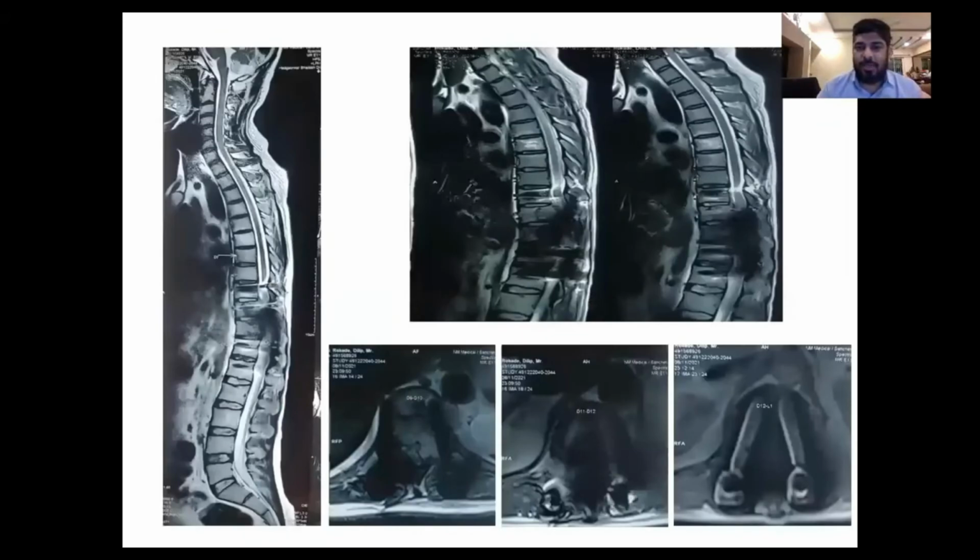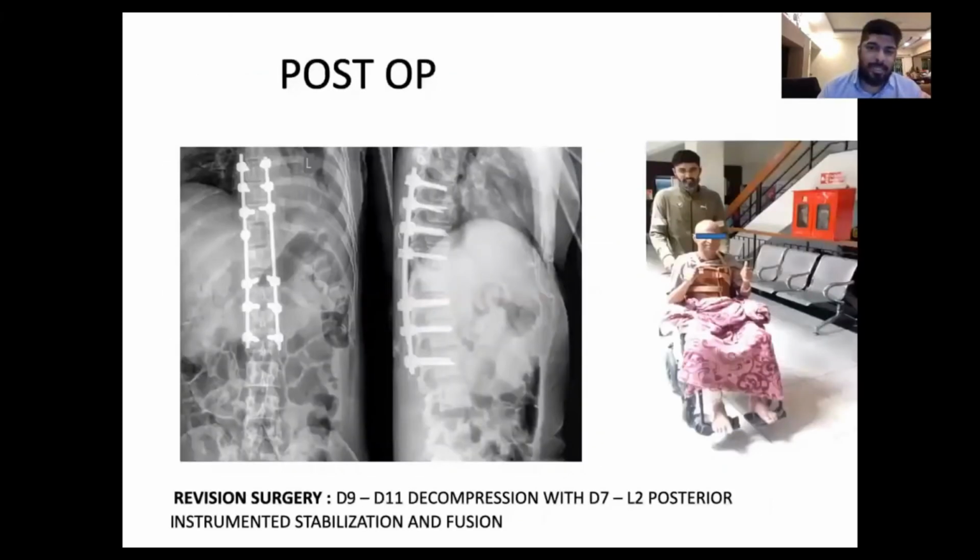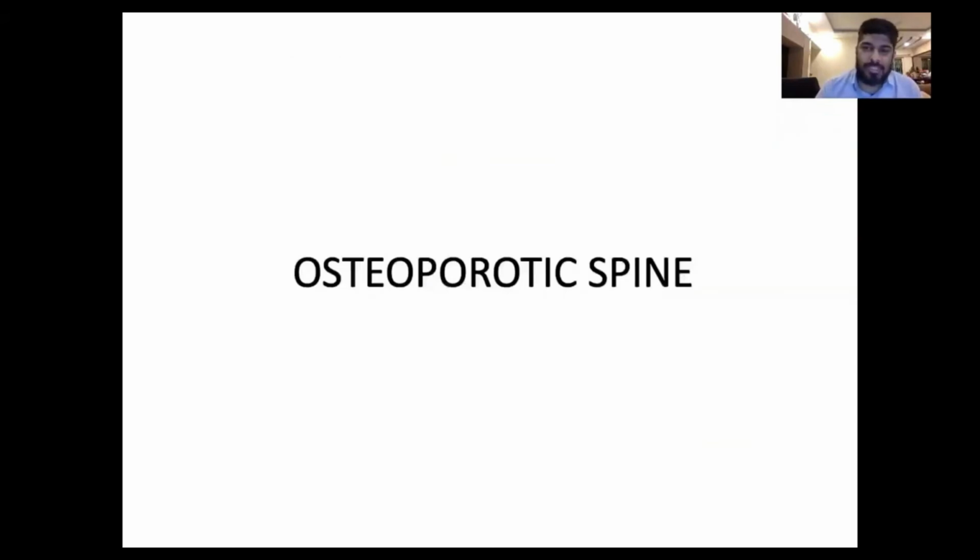Otherwise, there was no other lesion as per the PET, and the oncologist felt we should immediately decompress this and stabilize, as he was on radio and chemotherapy, with bones slightly weaker, osteoporotic. We advanced the fixation and we did complete decompression of the cord, and this is all done under O-arm navigation.